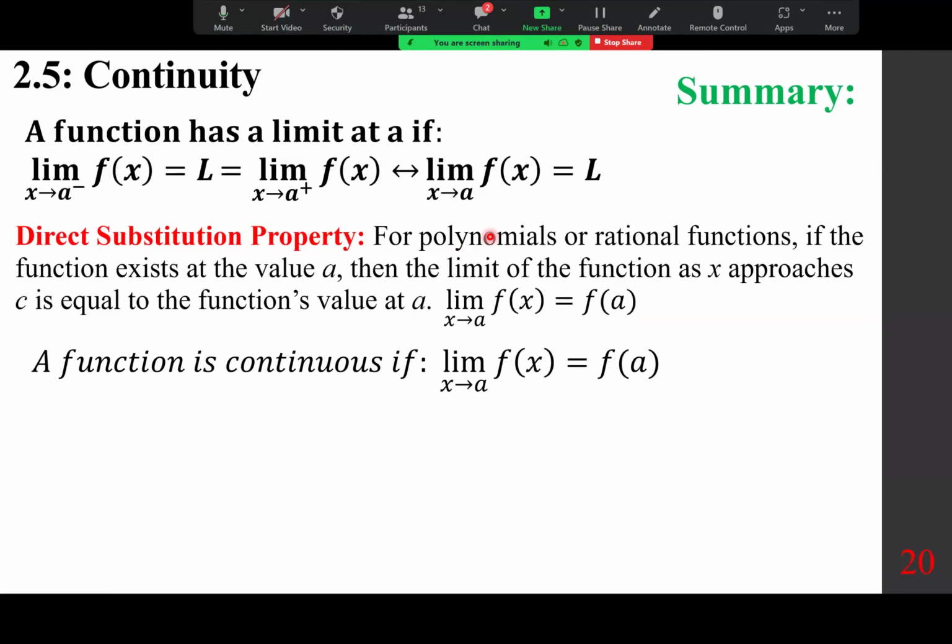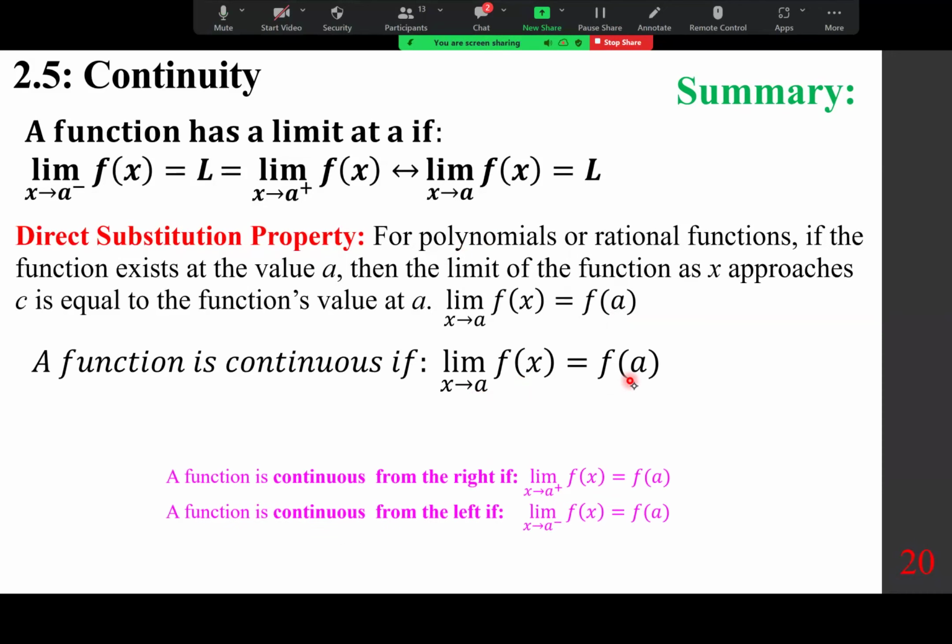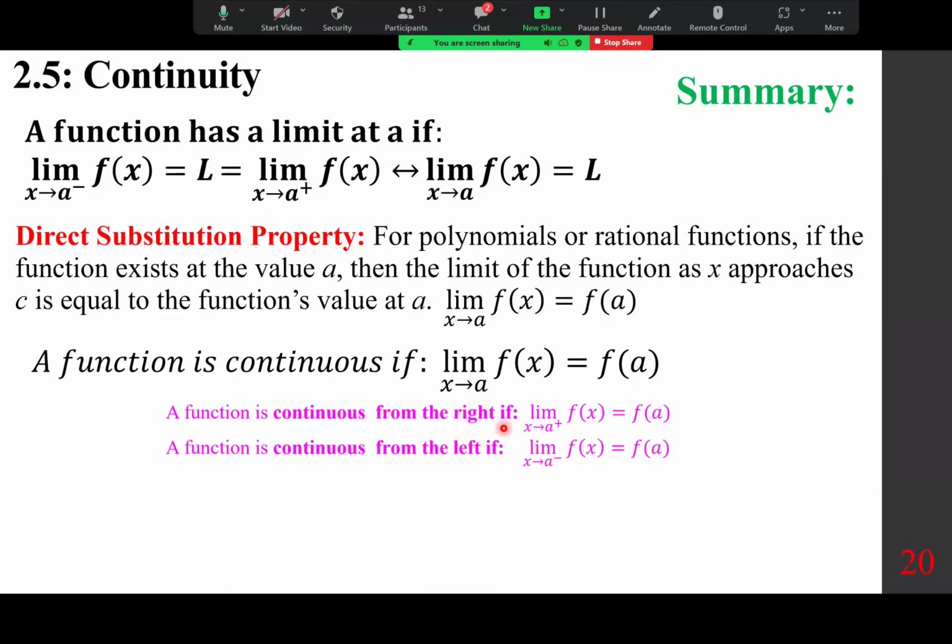A function is continuous if the limit of f of x as x approaches a equals f of a. So continuity happens if the limit exists and it's equal to the functional value. A function is continuous from the right if the limit of f of x as x approaches a from the right is f of a. And we say a function is continuous from the left if the limit of f of x as x approaches a from the left equals f of a. Here's the summary of the whole thing.